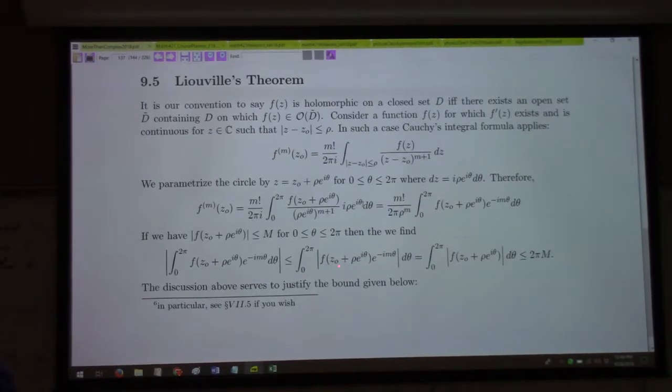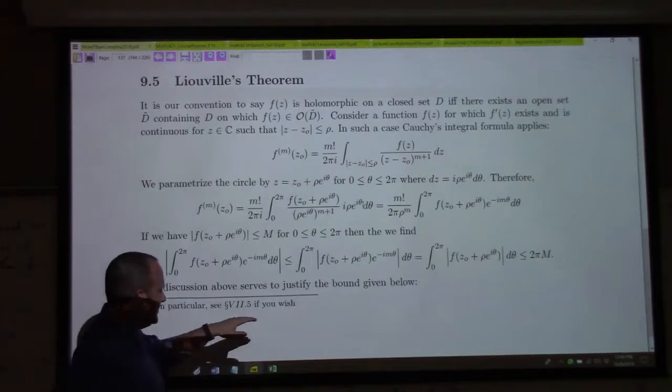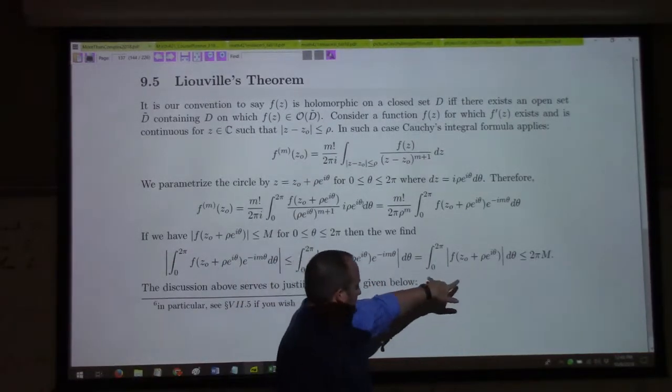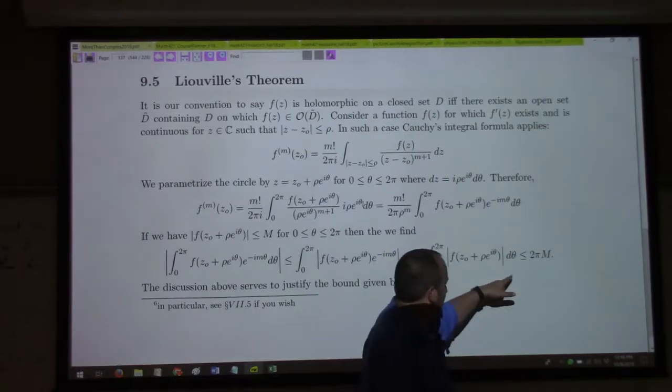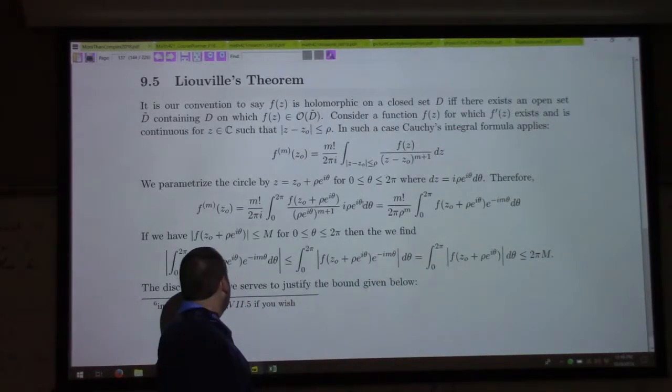I'm assuming that this right here is at most M. And then you're integrating d theta from 0 to 2 pi. Well, that gives us 2 pi M.